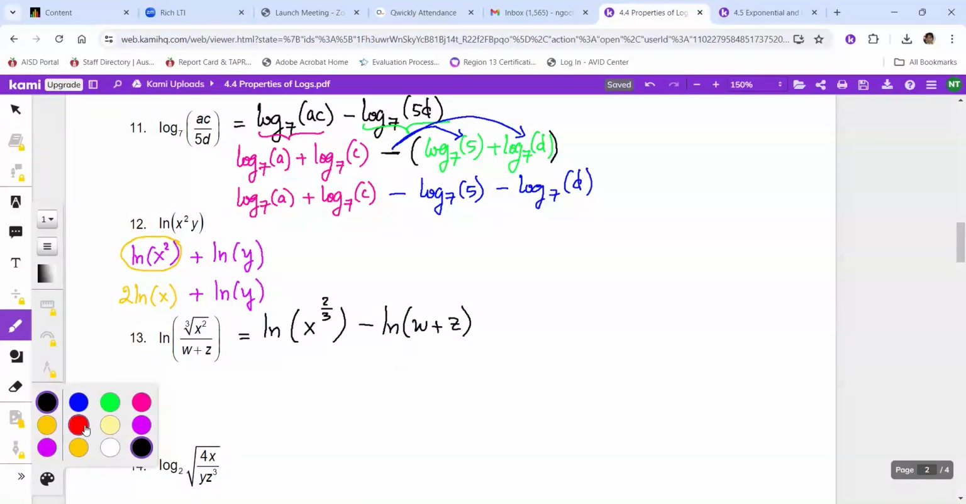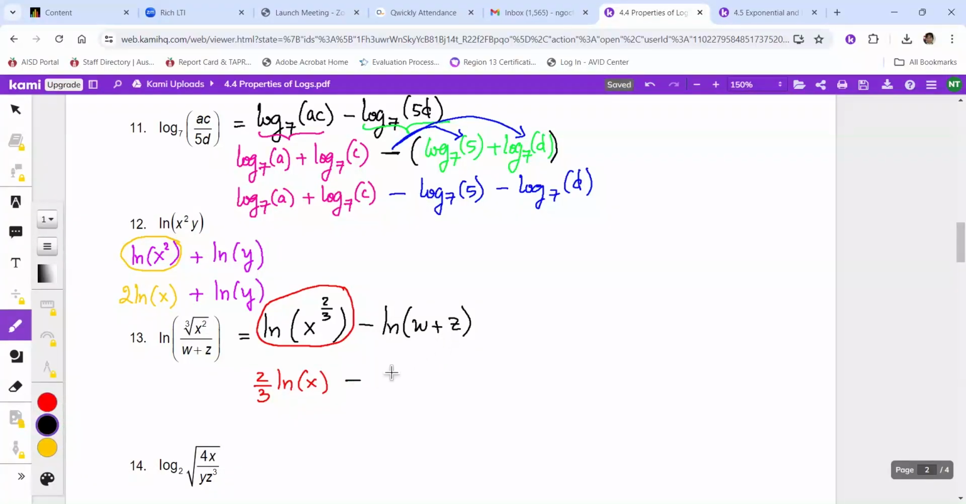Okay, so now the next step, we are going to go ahead and use the power property for the natural log of x to the power 2/3. So we bring the 2/3, which is the fraction exponent, in front of the natural log. So 2/3 times natural log of x. And then the last term, we cannot do anything. There's no property that we can use. So we're going to go ahead and just copy it. So natural log of w plus z.